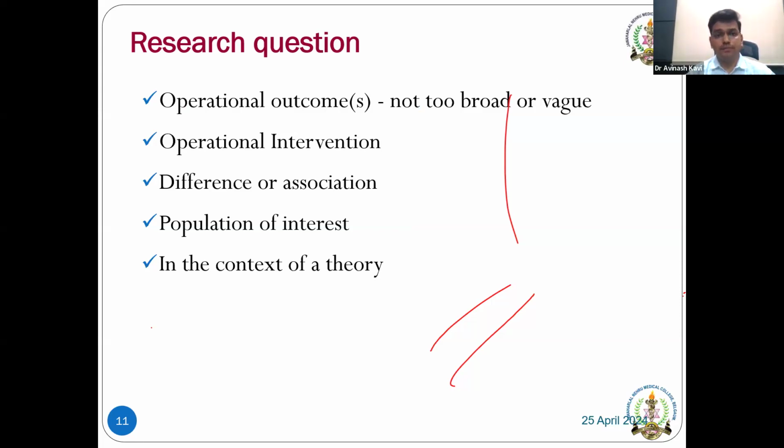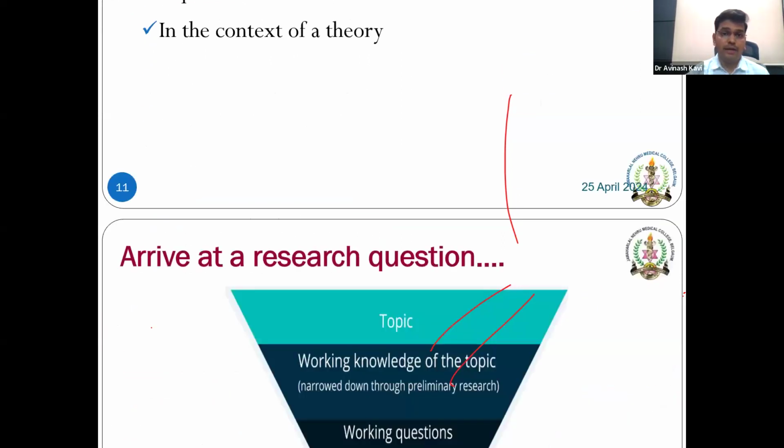At the same time, we need to ensure some 5 important aspects in the research question. What is the outcome? The operational outcome should not be too broad or vague, but at the same time should mention what is optimal. Of course, this is based on the literature review. What is the intervention that we are planning? Are we looking at a difference or an association? Who is the population of interest? And in the context of the theory, that research question has to be formulated.